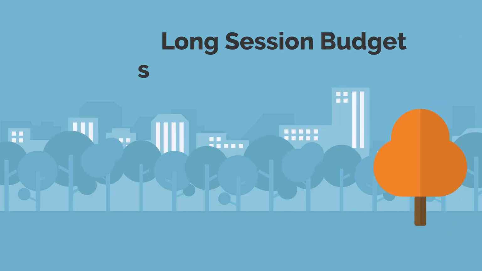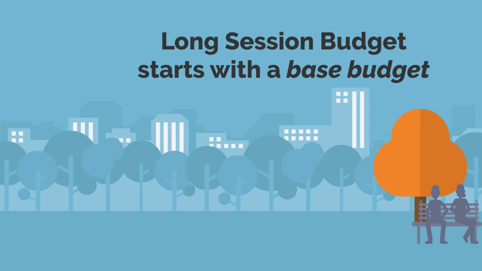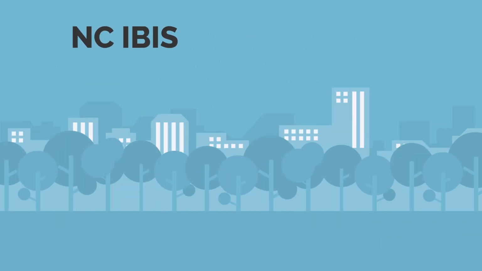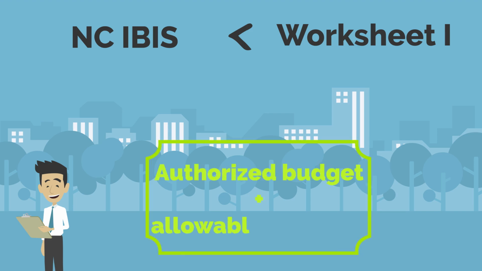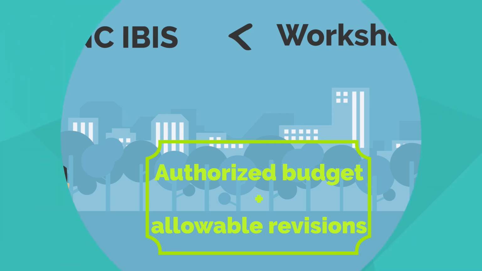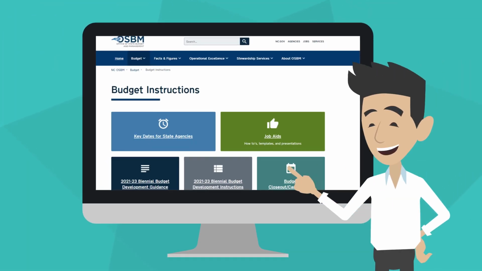Creating a budget for the long session starts with the base budget process. This is usually done the autumn prior to the legislature's long session. Agencies submit Worksheet 1s to OSBM in IBIS and work with their budget execution analysts to include eligible revisions into the base budget. The base budget consists of your agency's already authorized budget, plus certain limited changes, such as lease adjustments and program annualizations.